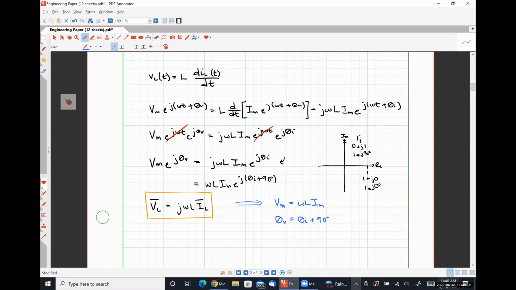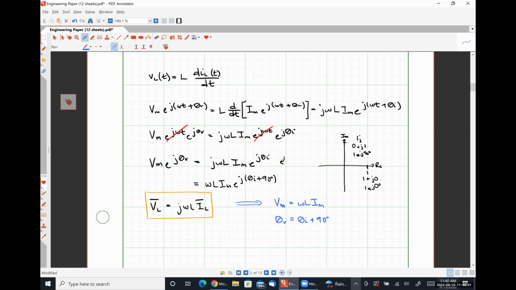So the magnitude of the complex number on the left-hand side of the equal sign has to equal the magnitude of the complex number on the right-hand side of the equal sign. The phase angle on the left-hand side has to equal the phase angle on the right-hand side. So these are our relationships for the behavior of voltage and current across and through an inductor in the frequency domain.